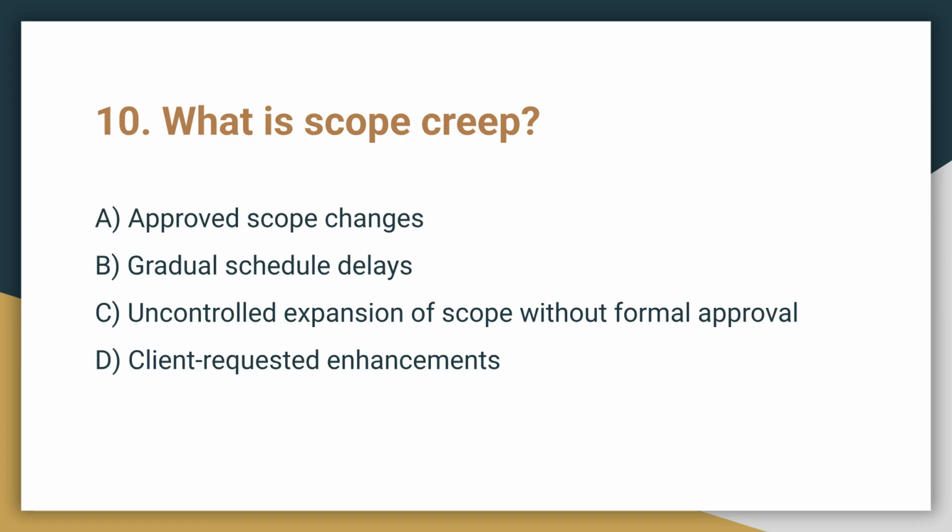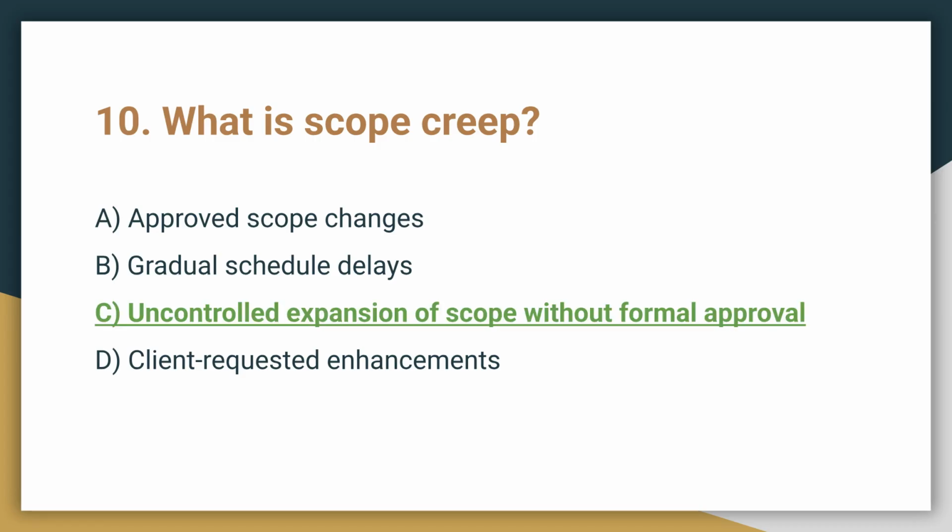Question 10. What is scope creep? A. Approved scope changes, B. Gradual schedule delays, C. Uncontrolled expansion of scope without formal approval, or D. Client-requested enhancements. Scope creep is C. The uncontrolled expansion of scope without formal approval. The key word here is uncontrolled.